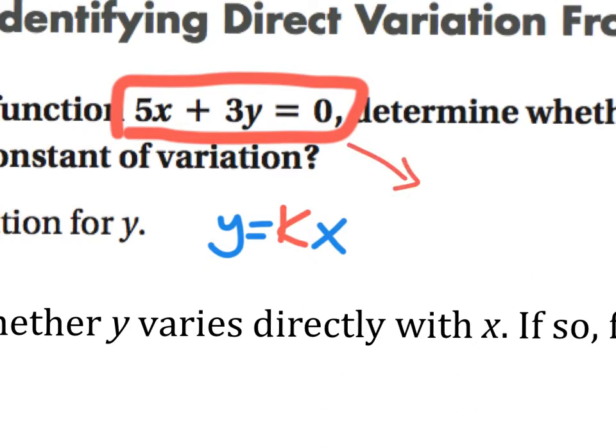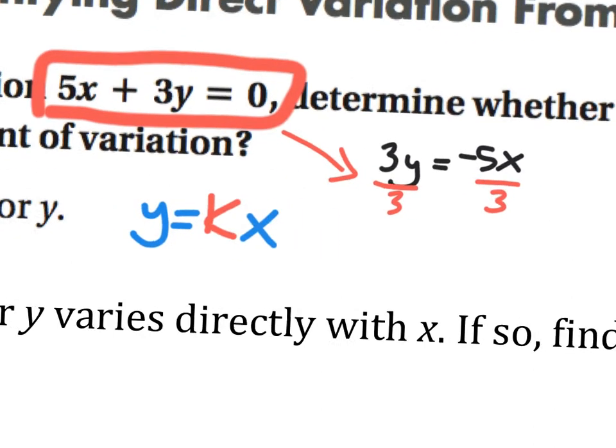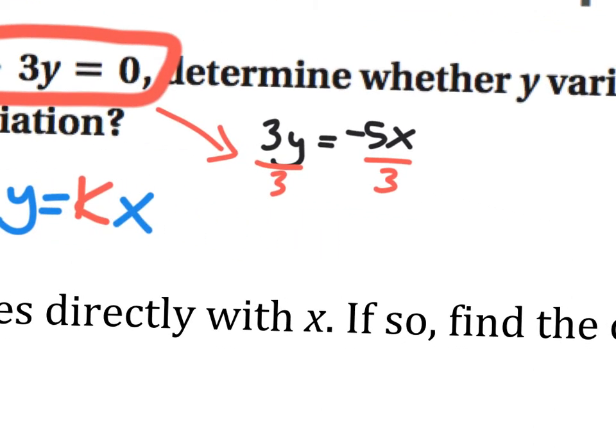So how do I get y by itself from there? Well, I'm going to subtract 5x from both sides. And in doing so, my first part is this. I get 3y equals negative 5x. Now to get y by itself here, I'm going to divide by 3 and divide by 3. And when I do that, my final result is going to be y equals negative 5/3 times x.